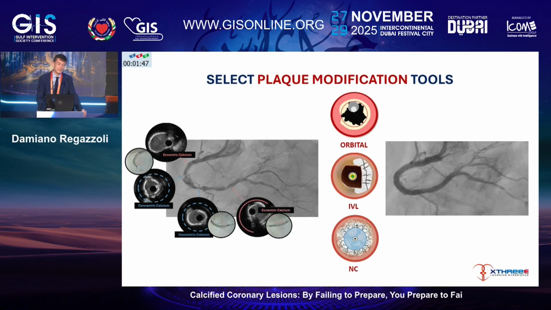So what we did in this RCA, since we saw that there were different patterns, was to start with an ablative technique, and so we started with orbital because the vessel was pretty big, and then we moved to IVL in order to tackle the eccentric lesions, and then only after a good plaque modification, we went with non-compliant balloons at high atmospheres in order to complete our lesion preparation and to be able to bring down the stents and to optimize the PCI.